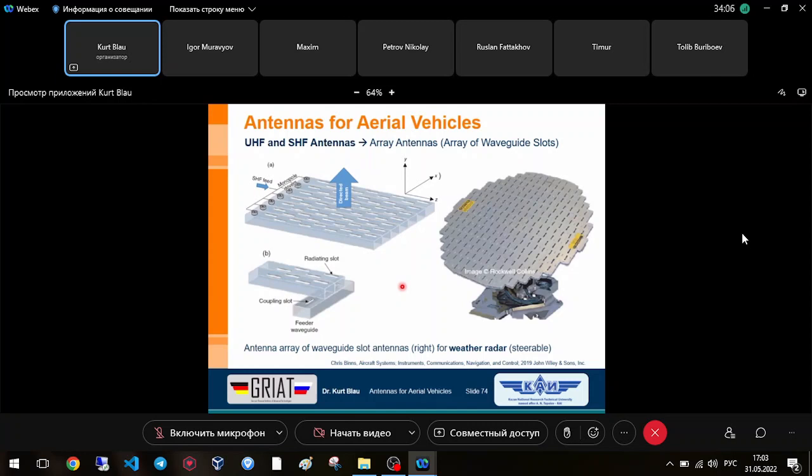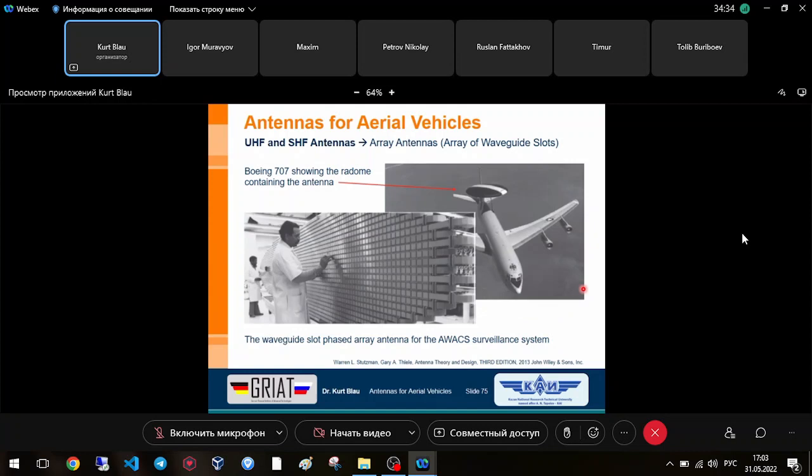And here it's written that, for instance, such an antenna you can use as a weather radar antenna, and this type of antenna is steerable, and you can see here some, let's say, mechanical things. It means the antenna is steerable by turning it with mechanical gears and so on. Here you can see some examples of such an array antenna.